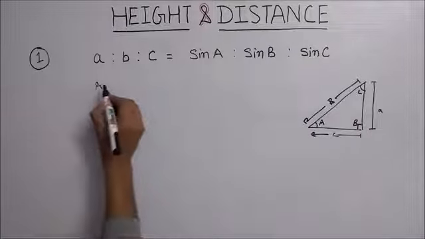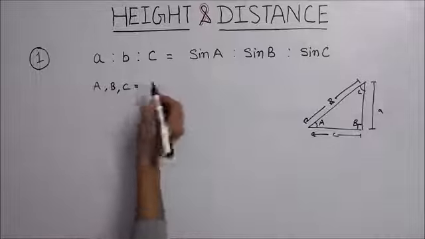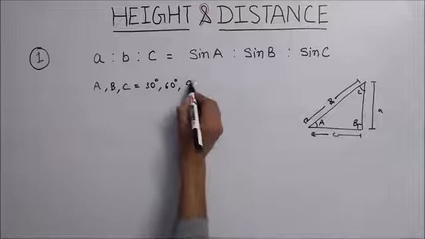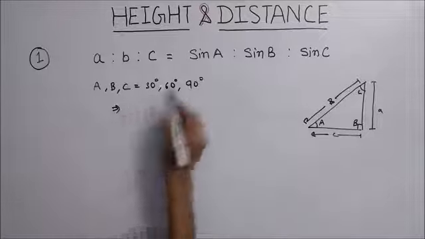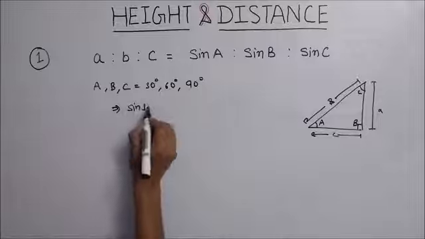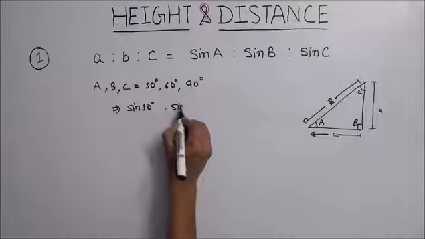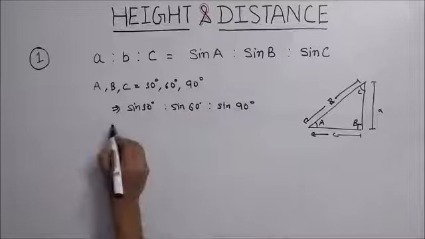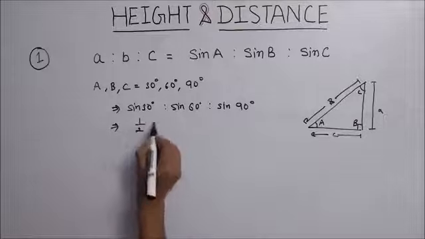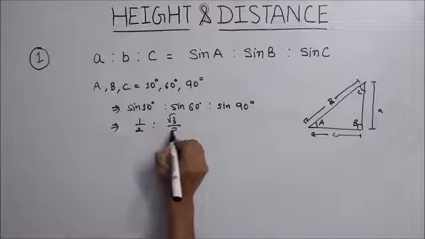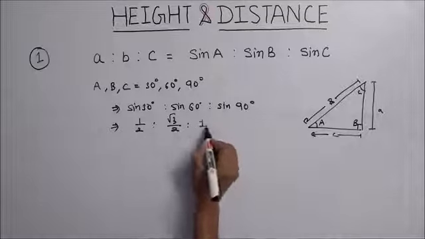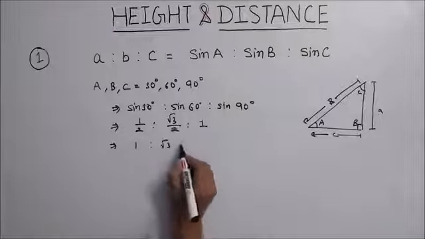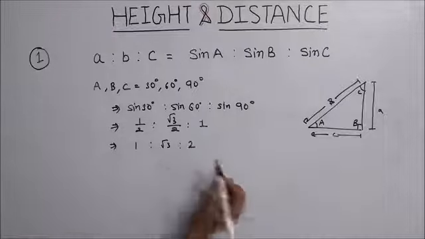Now put the values of A, B, C. A is 30, B is 60 and C is 90. When you put the values here, what you get is sine 30 : sine 60 : sine 90. Put the value of sine 30, that is 1 by 2, sine 60, that is root 3 by 2, sine 90, that is 1. If you take the LCM, what you get is 1 : root 3 : 2.